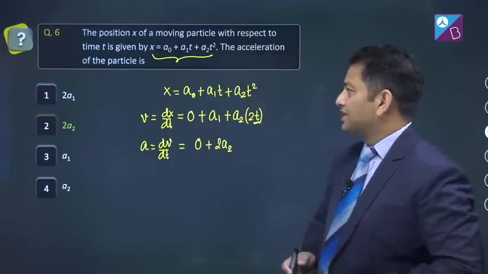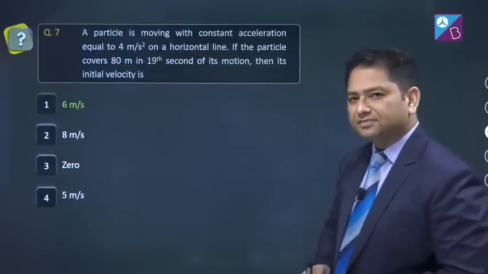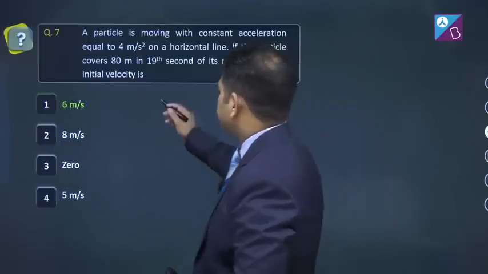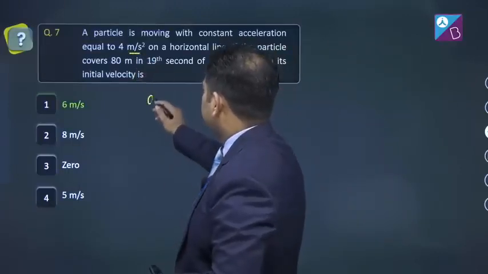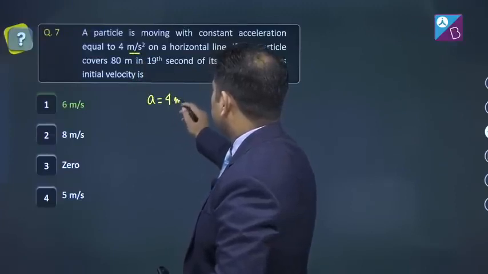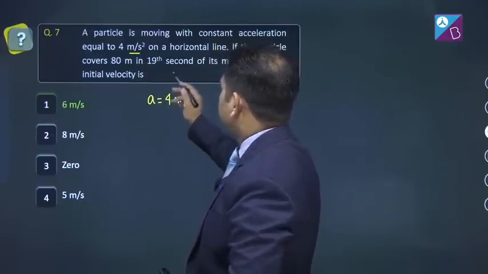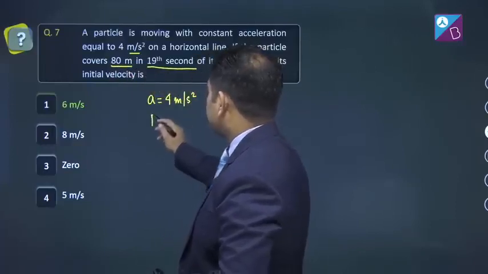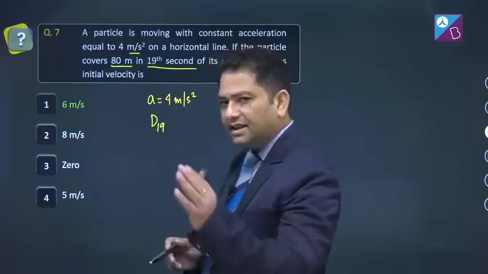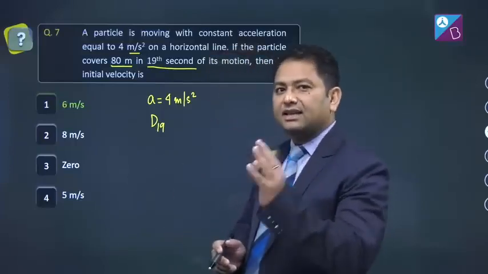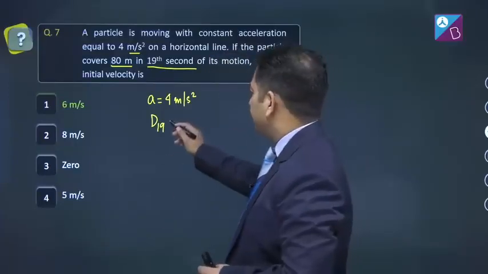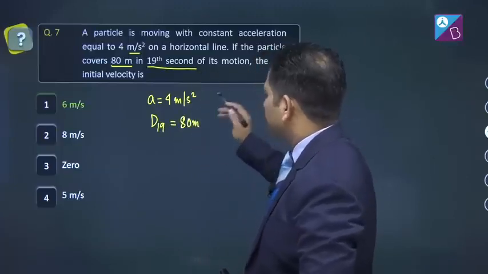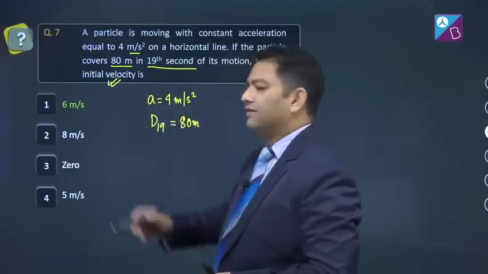Let's move further. Question number 7, what does it say? Question ये कहता है, a particle is moving with constant acceleration, यानी acceleration की value दी गई है 4 meter per second square. The particle covers 80 meter in 19th second. 19th second है, 19 second नहीं. So this is D19. And that value is 80 meter.